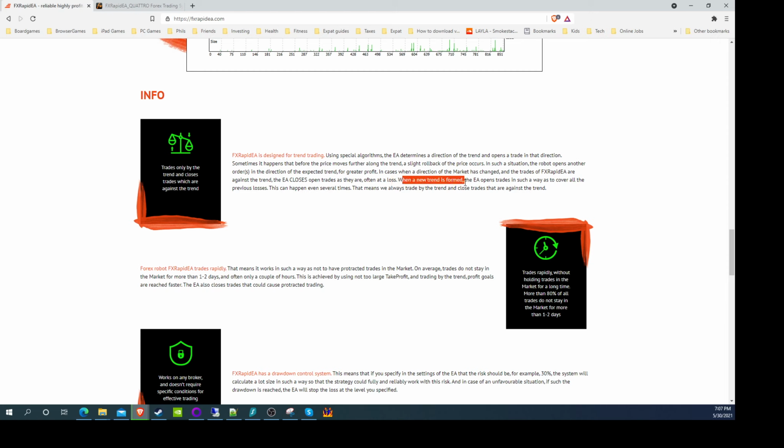When a new trend is formed, the EA opens trades in such a way as to cover all the previous losses. So the way you can read that sentence is, it martingales. Because cover all the previous losses essentially means we're going to take bigger and bigger positions to gain back the money we lost. This can happen several times. So in other words, if they lose and then lose again, they'll just keep martingaling the positions bigger and bigger and bigger. That means we always trade by the trend and close trades that are against the trend.